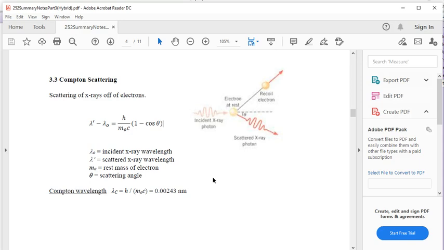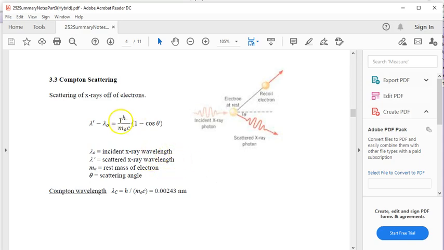It works. And you can see that there is no dependence on the actual type of atom, right? This scattering angle theta determines the shift. So lambda prime minus lambda naught is going to give you a certain theta no matter what type of metal foil you're using. It's a really cool result and a big triumph for the photon model.